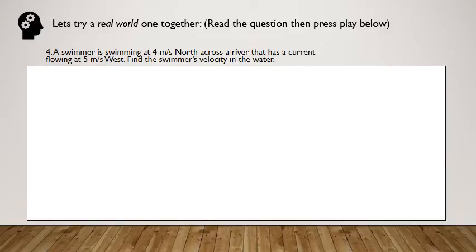Okay, reading the question, we know that it's obviously a vector question. So we've got a couple of vectors which we need to put in. Let's start with the swimmer's vector. Now the swimmer is swimming at 4 meters per second due north. So let's pop that vector in. There's the swimmer's vector. We'll pop that value in at 4 meters per second.